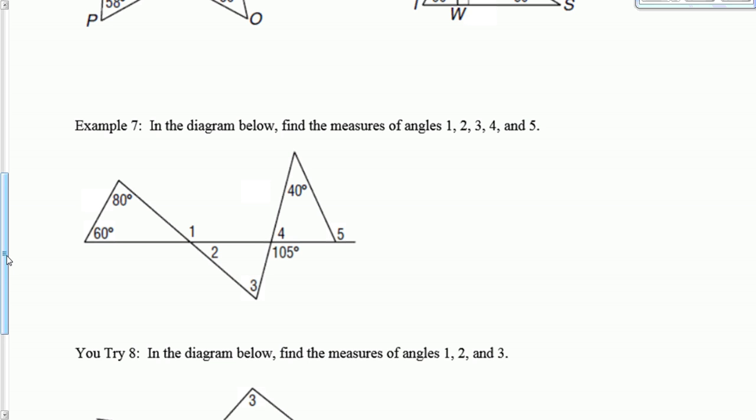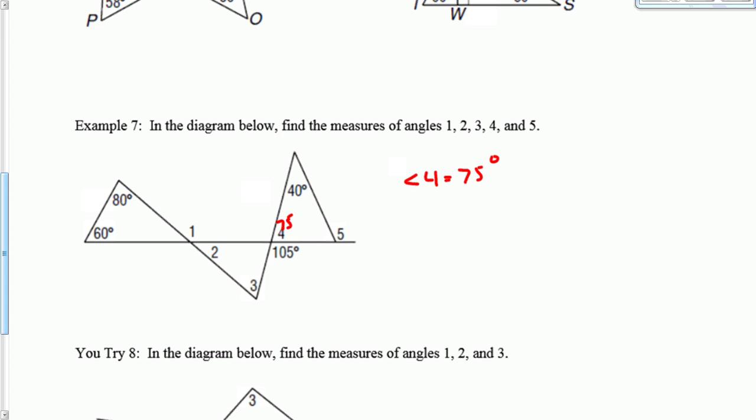I see a linear pair right here, so I'm going to start there. This one's 105. That one must be 180 minus that, so it has to be 75 degrees. Okay, so angle 4 is 75 degrees. I'm going to erase that so I can write it in there. 75.